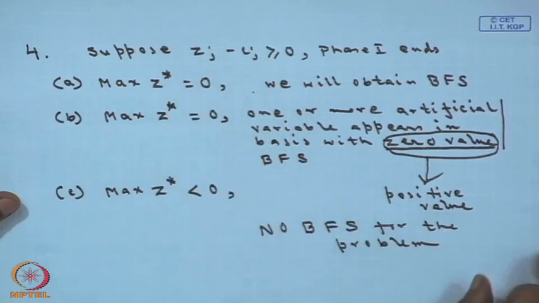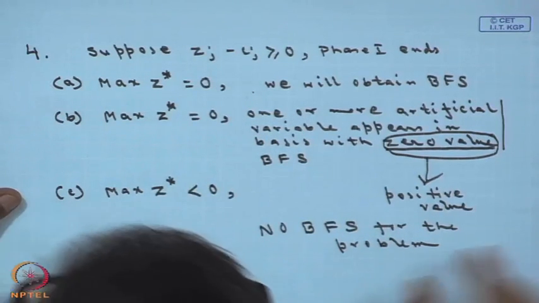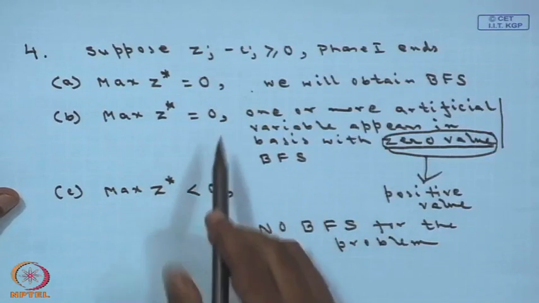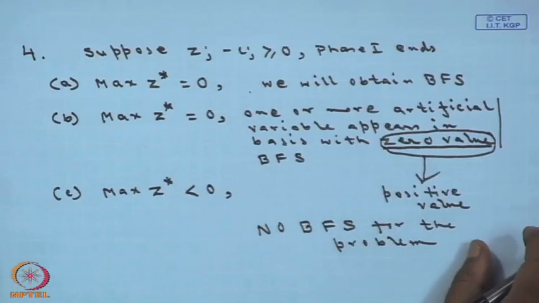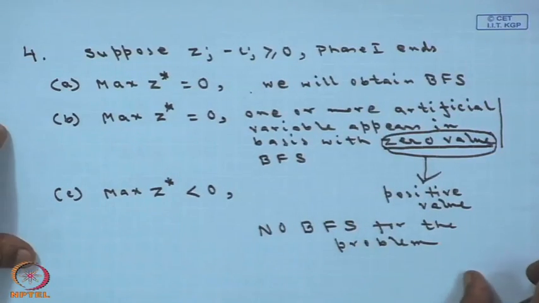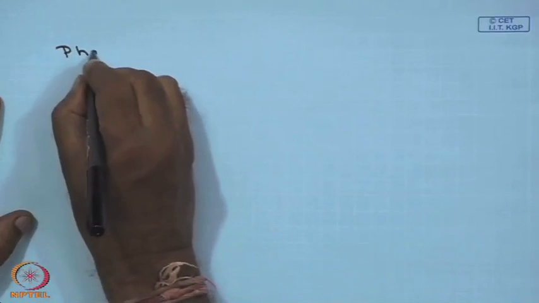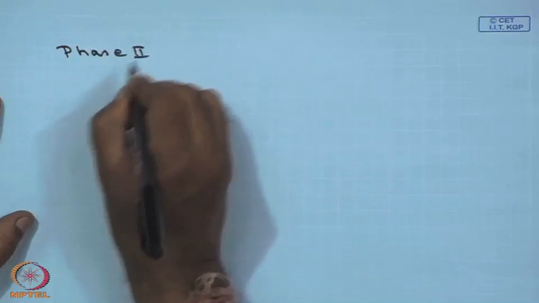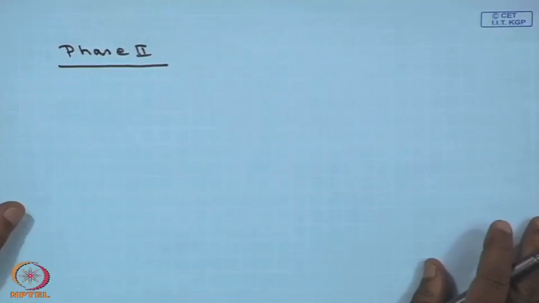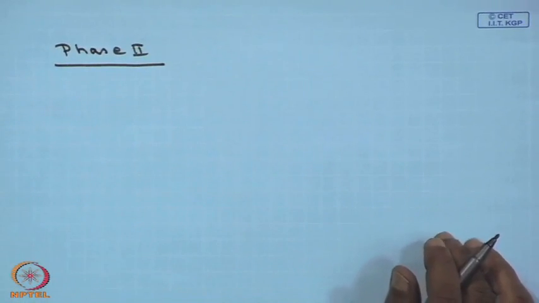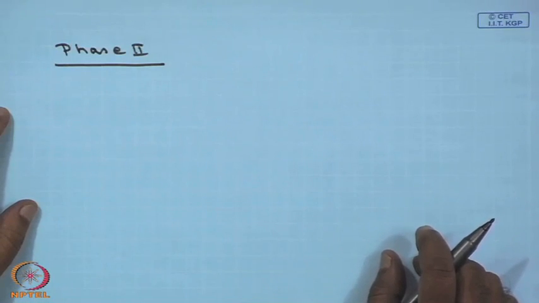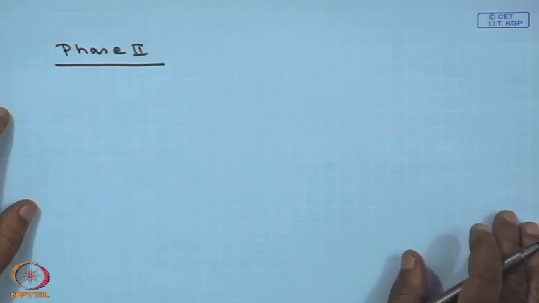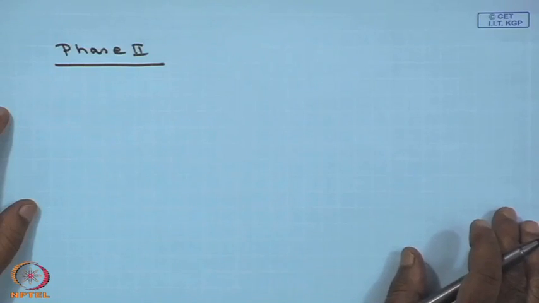So, for these two cases, whenever at the end of the iteration of phase 1, cases 4a and 4b appear, then we will go for phase 2 of the system. In phase 2 what happens? You have the final table of phase 1 and we are considering the cases of 4a and 4b only, because whenever maximize Z star is less than 0, there is no basic feasible solution. So, we do not require to go to phase 2.